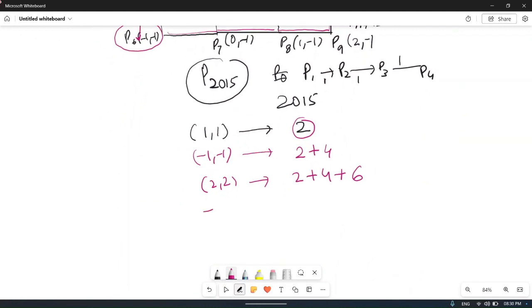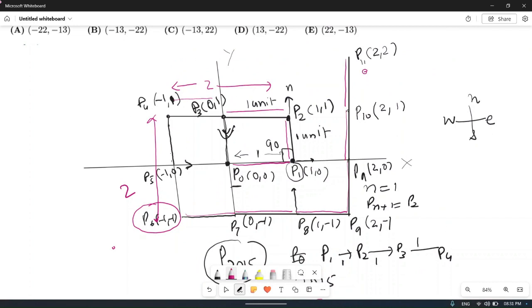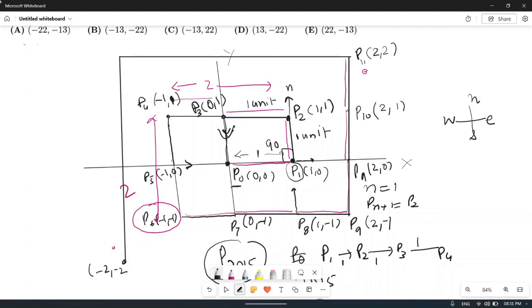Maybe I can make the pattern: minus 1 comma 1, I will reach in 2 plus 4 plus 6 plus 8 steps. But we need to verify a few of the steps. To reach this point, let me change the color of my pencil to black, and I am reaching to this point. This is my minus 2 comma minus 2.